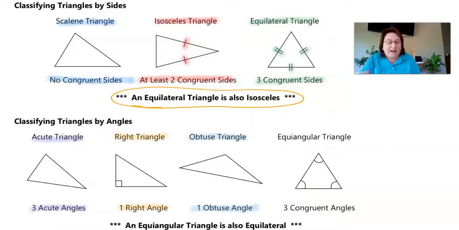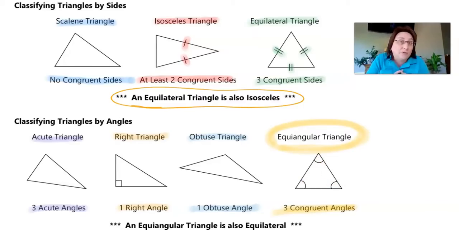Now, last but not least, I don't know if you've heard of this term before. It's an equiangular, and I cannot say that word, equiangular triangle. That means that it has 3 congruent angles. And if you notice in this picture right here, all 3 angles are marked as congruent.